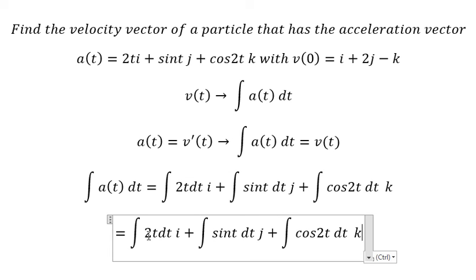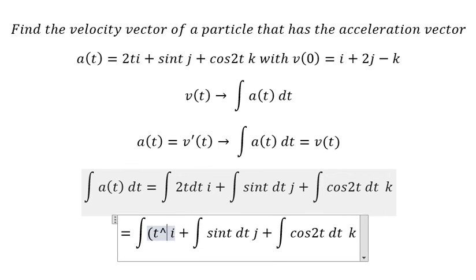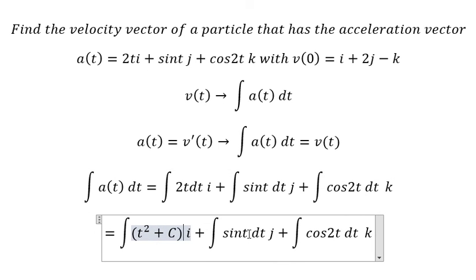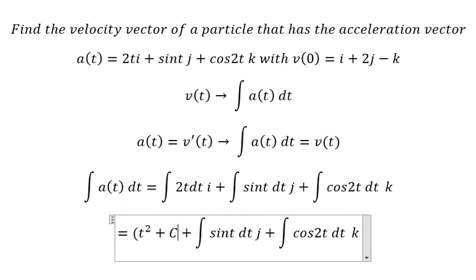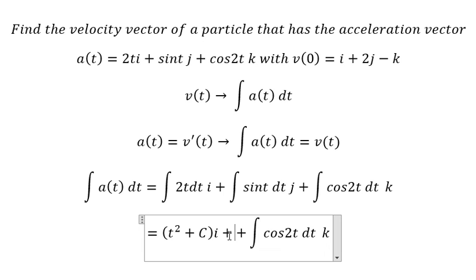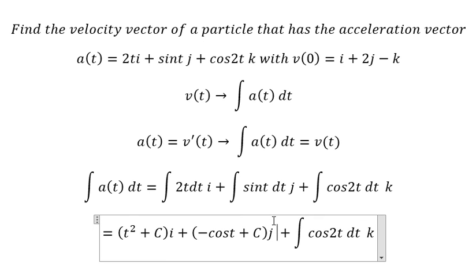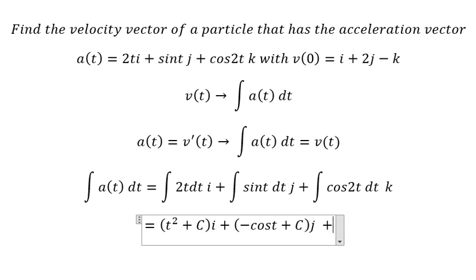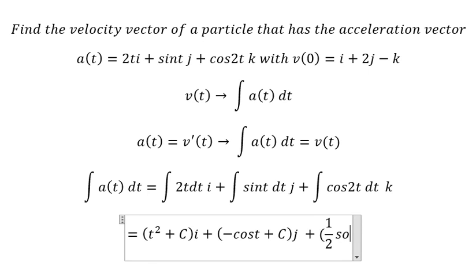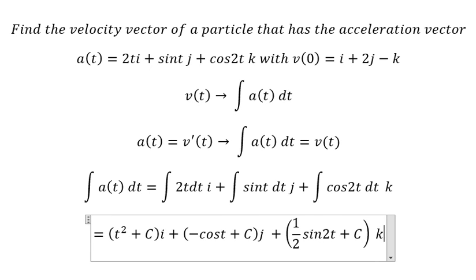The integral of 2t gives us t squared plus c. This one gives negative cos t plus c. And the next one gives 1/2 sin 2t plus c, and we have k.